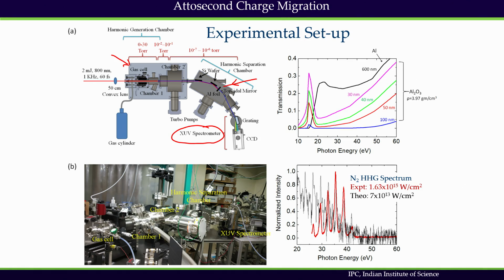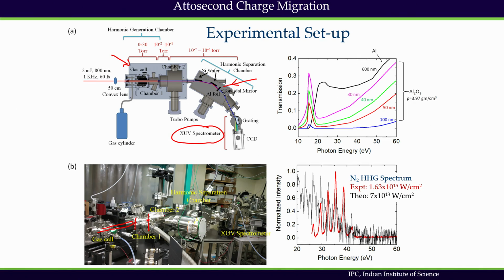These are the components which we use for the XUV spectroscopy. This is the real lab image. This is the gas cell which is inserted inside this tube, inside this chamber, and then there is a hole at this point, then there is another hole at this point, and then the chamber.